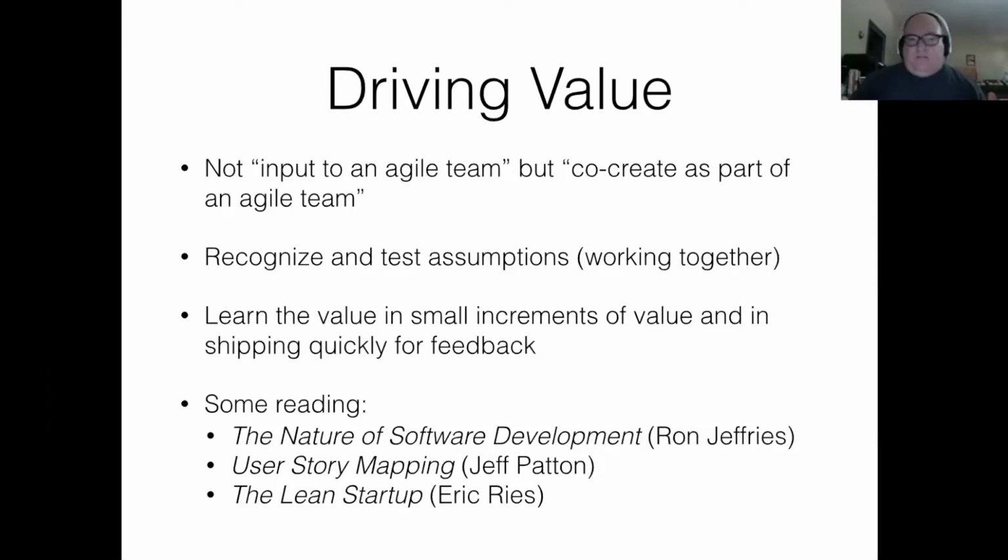And then, because I'm sure Alex doesn't give you enough to read, some things you might want to look at. The Nature of Software Development, Ron Jeffries' book, is out in the last couple of years. User story mapping is, there's really only a couple of books on user stories out there. The other is Mike Cohn's, which is also good. And the Lean Startup, Eric Ries, that's probably 3, 4, 5 years old at this point, but again, very compatible with the agile mindset on things.